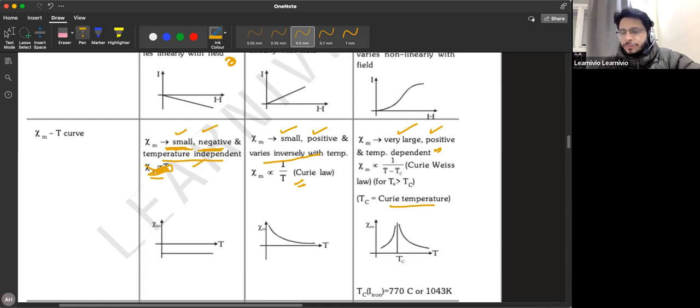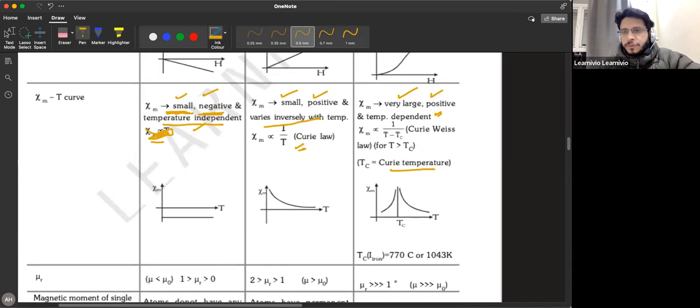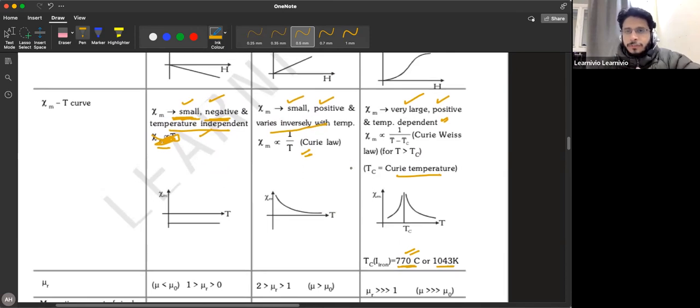Tc is the Curie temperature. Curie temperature means the temperature at which a ferromagnetic material gets converted into a paramagnetic material. For iron, the Curie temperature is 770 degrees Celsius or 1043 Kelvin. It means if you heat iron up to this temperature, then iron will get converted into a paramagnetic material. The type of questions that come here are just simple. Does diamagnetic material depend upon temperature?